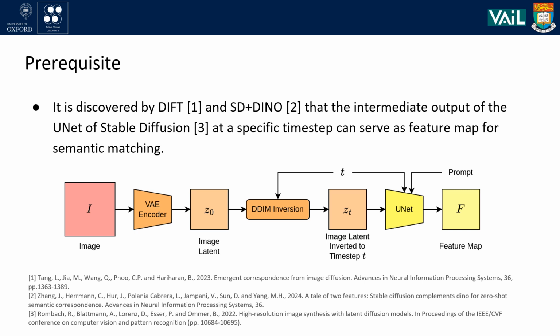As illustrated, an image is first encoded to its latent representation by the diffusion model's VAE encoder. Then, using DDIM inversion, it is inverted to a specific time step t. This inverted latent representation, along with the time step and prompt, are passed through the diffusion model's UNet. The intermediate layer's output is then used as the feature map for semantic matching.